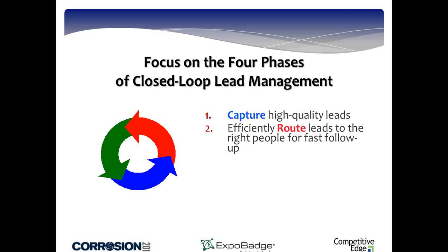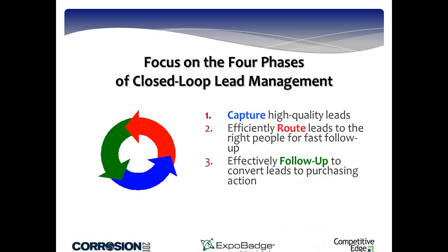Write this note down. The value of a trade show lead diminishes by 15% per week unless the visitor requested a longer follow-up window. Somebody walks in your booth, it takes you 6 weeks to vet the lead and follow up. Odds are good that you've lost 90% of the value of the lead, 15% per week. You wait 3 weeks, you've lost 45% of the value. You've got to get these leads into the right people's hands fast, and you've got to follow up on them fast. Okay, there's no time to delay here.